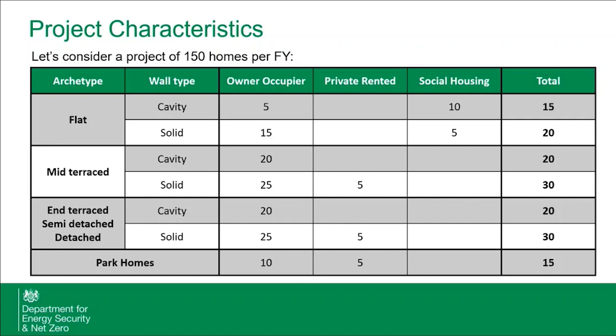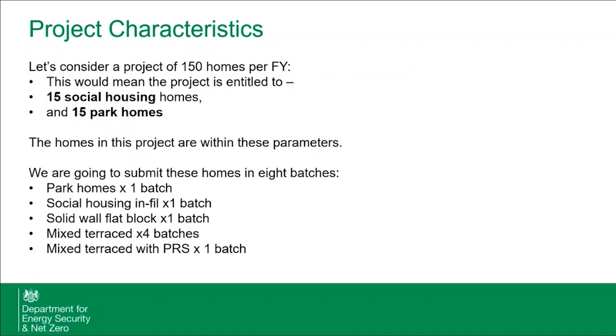So when we consider a project of 150 homes per financial year, in this example, we're just going to have 20 of each archetype, with the exception of some private rented sector and social housing properties that contribute to a greater number of properties. So we'll consider a project of 150 homes. That breakdown isn't really essential, but it's good to know that's the amount of homes that we're going to deliver in a financial year.